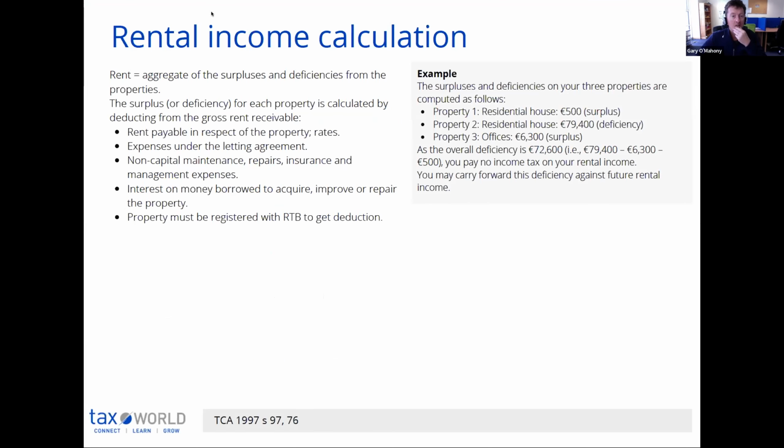So rental income calculation: rent is the aggregate of the surpluses and deficiencies from properties. The surplus or deficiency for each property is calculated by deducting from the gross rent receivable, rent payable in respect of the property, and rates. This is all under Section 97. Expenses under the letting agreement, non-capital maintenance, repairs, insurance, and management expenses. This is just a brief recap on some of what Alan would have covered the last day. Interest on money borrowed to acquire, improve, or repair the property.